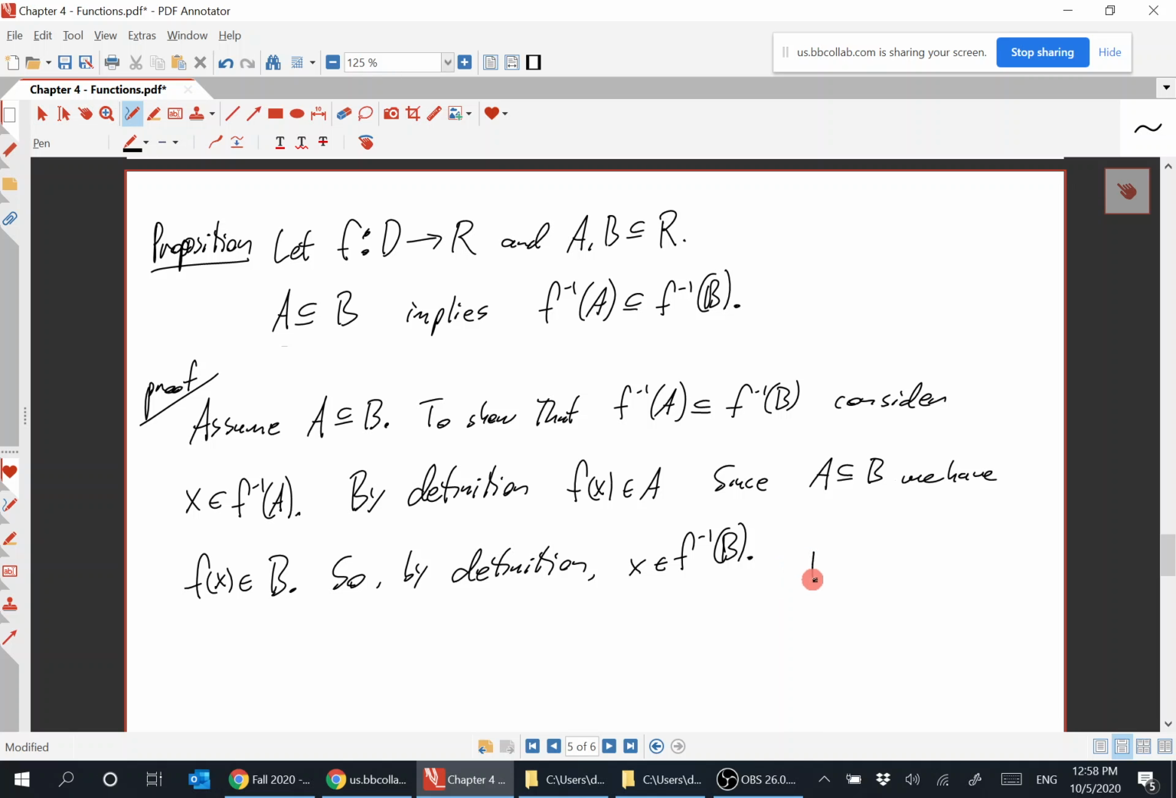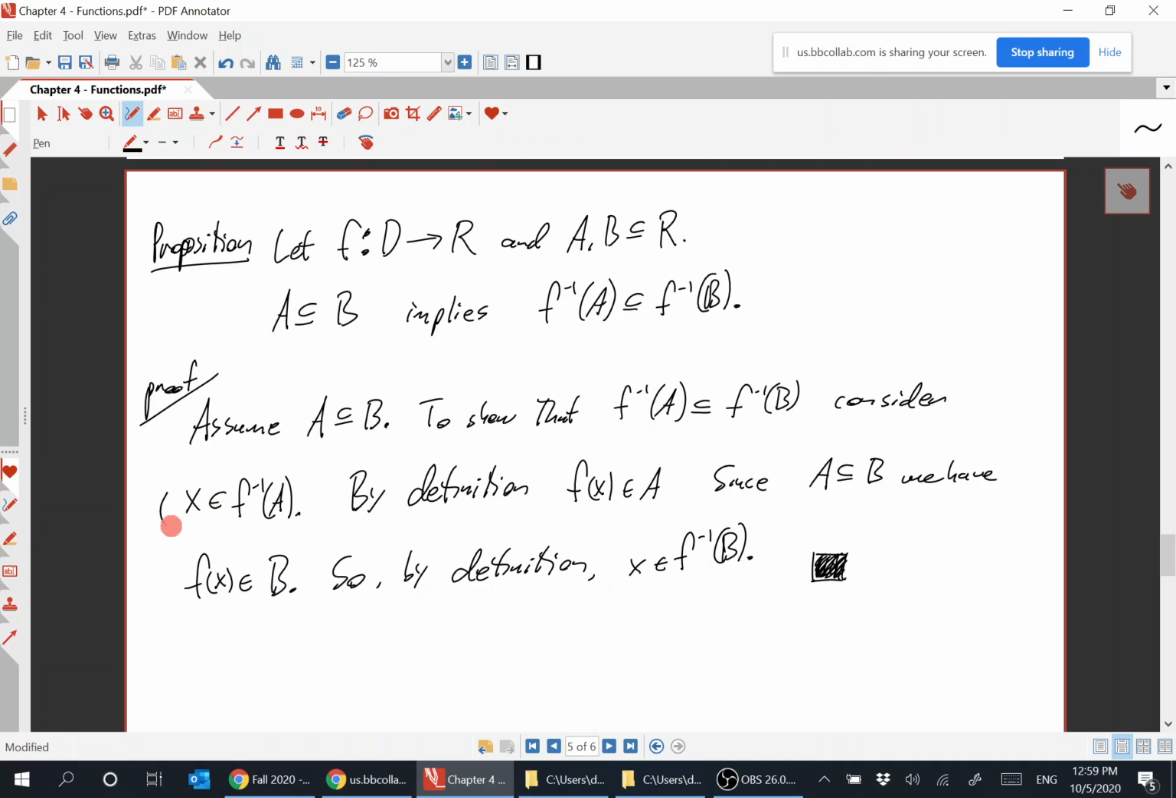And that's it. So we'll use our end of proof symbol here. So assume that A is a subset of B. We're trying to show that A is a subset of B implies the preimage of A is a subset of the preimage of B. So we assume the hypothesis is true. To show that the preimage of A is a subset of the preimage of B, you consider x in the preimage of A. And what we want is that x is in the preimage of B. And that's what we got.